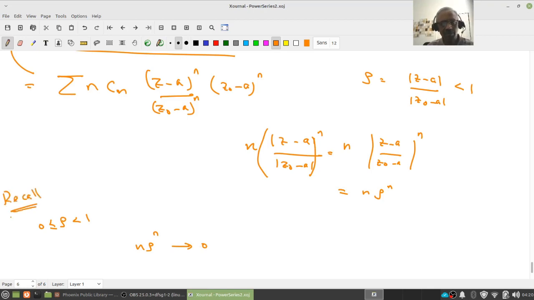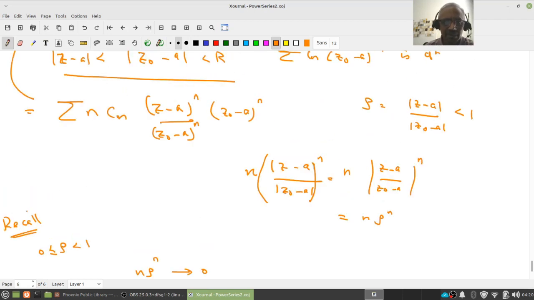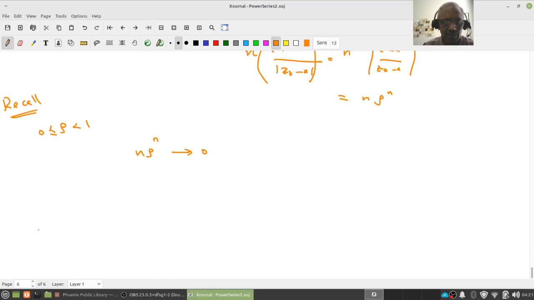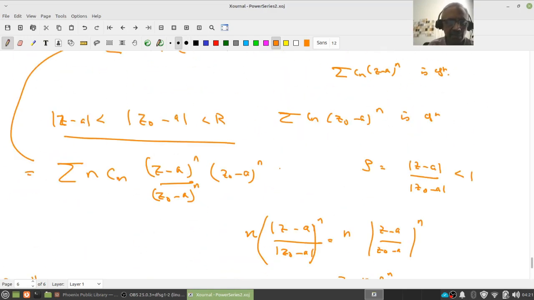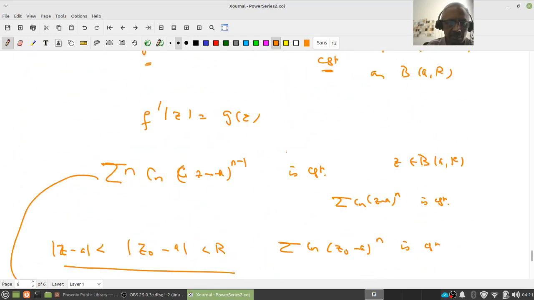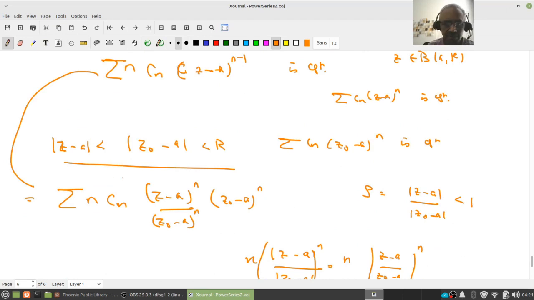Recall, this is one of the basic limits which I said will be used in analysis often. Many times students don't learn such things. Please go to that. Now let us look at this absolute thing. So I have n mod Cn times mod (z minus a) by (z naught minus a) to the power n minus 1. Sorry, I made a mistake, it must be z, n minus 1.